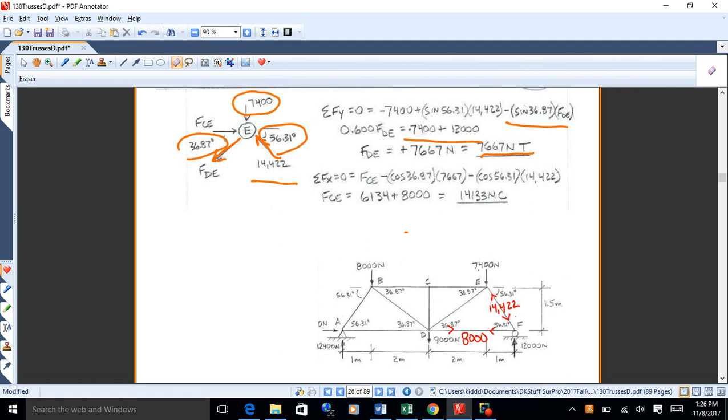And then I got FCE to the right. I've got minus cosine 36.87 times the 7667, because that's going to the left. That's this one. I'll also have minus for that one, cosine 56.31 times the 14422. So FCE is 14,133 in the direction assumed. So it's going to the right. It's compression.